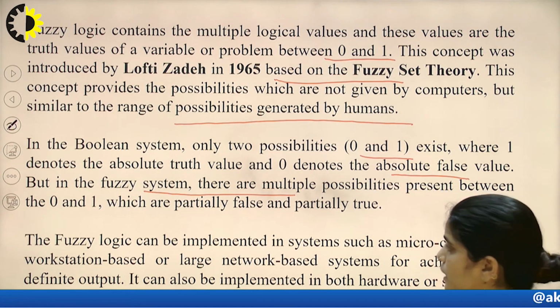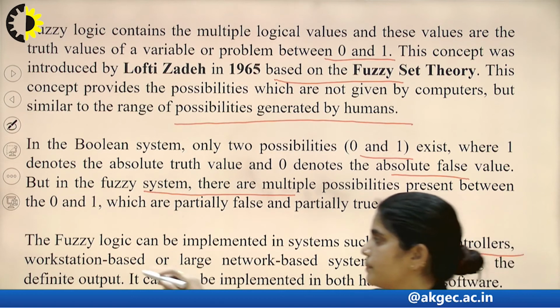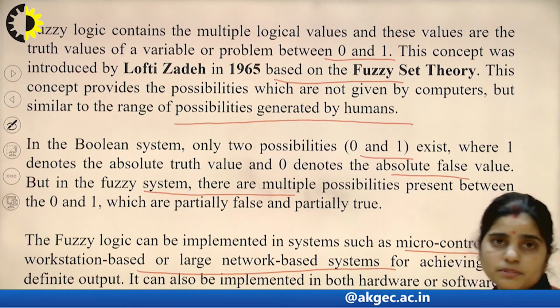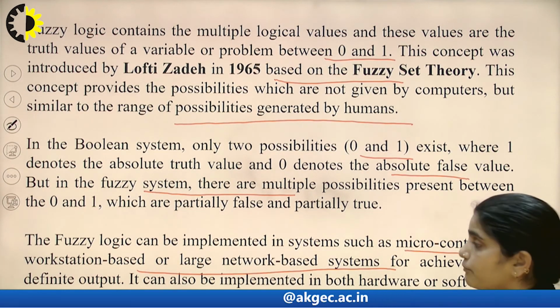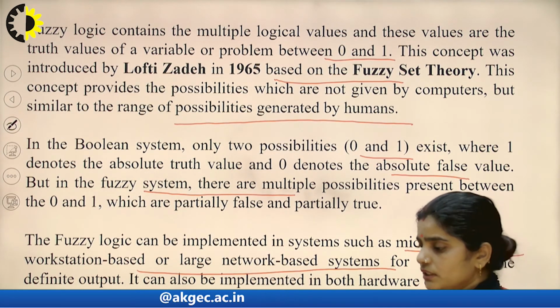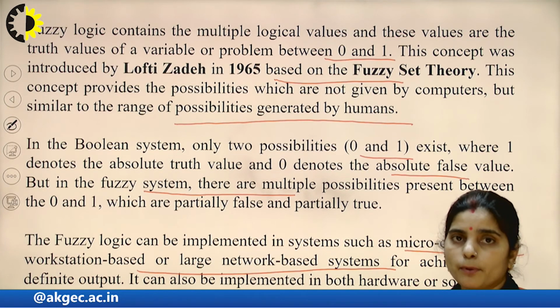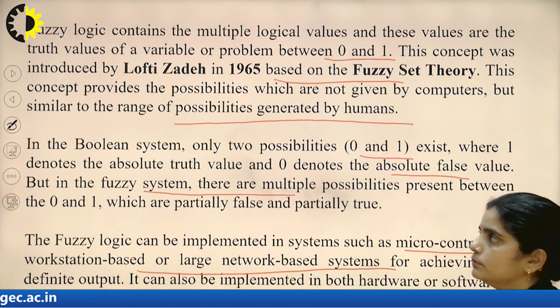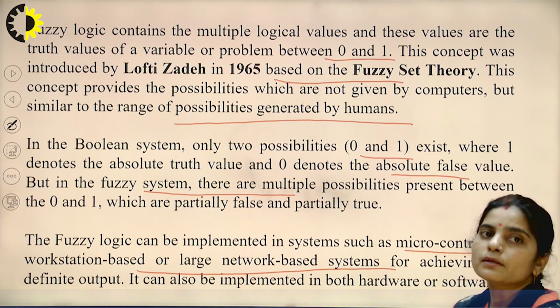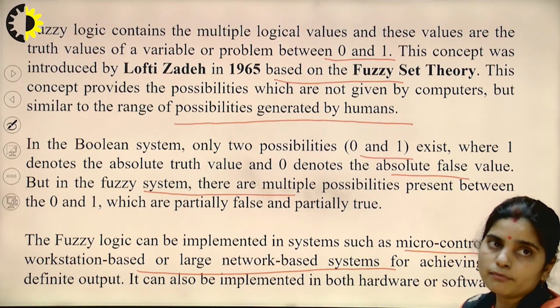Fuzzy logic can be implemented in systems such as microcontrollers, workstation based or large network based systems for achieving the definite output. If you have to find the definite output for a particular problem, in spite of true or false, then in those cases you have to implement fuzzy logic.